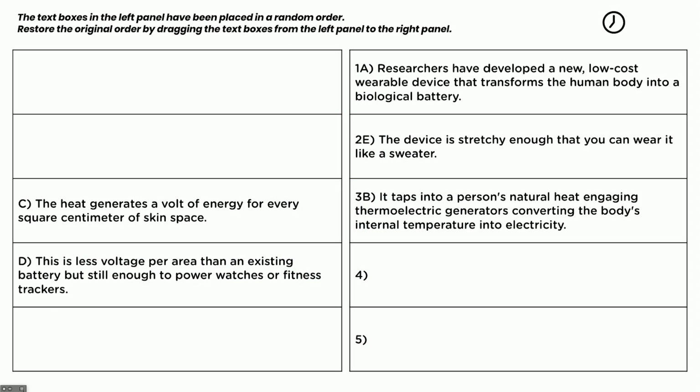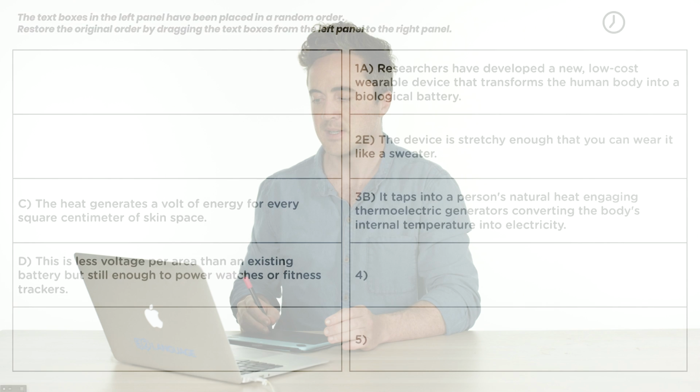That noun becomes "it". It taps into a person's natural heat, engaging thermoelectric generators, converting the body's internal temperature into electricity. So now we've sort of changed theme here, if you like. The first two sentences were about the wearableness of this technology. Now we're talking about how it actually works and how it uses body heat to generate electricity.